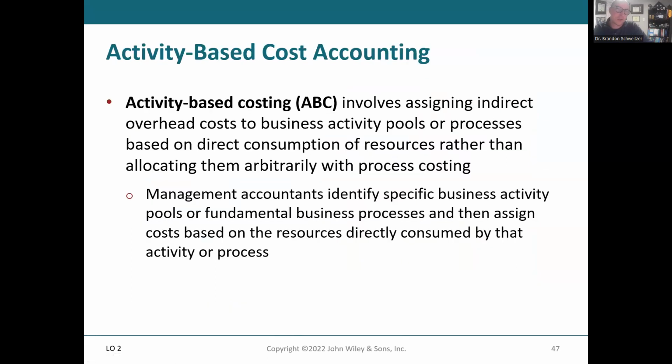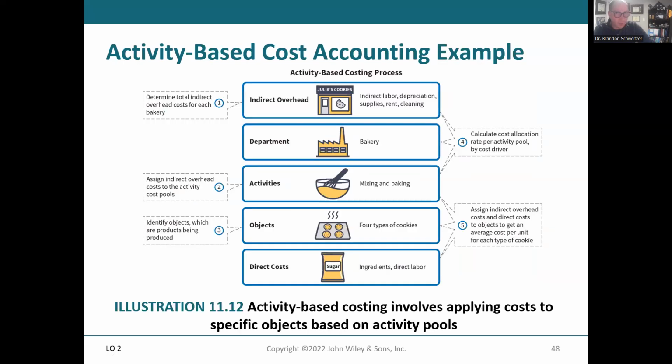Activity-based costing. This is where we assign costs based off of the activity base or activity pools. Process based off of direct consumption of the resources rather than allocating them arbitrarily like we do in cost accounting. I find this to be probably the most direct method when it comes to applying costs. We have our direct costs, our object costs, activity costs, department costs, and indirect overhead.